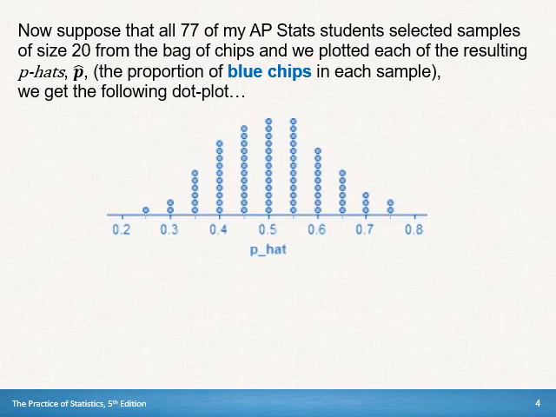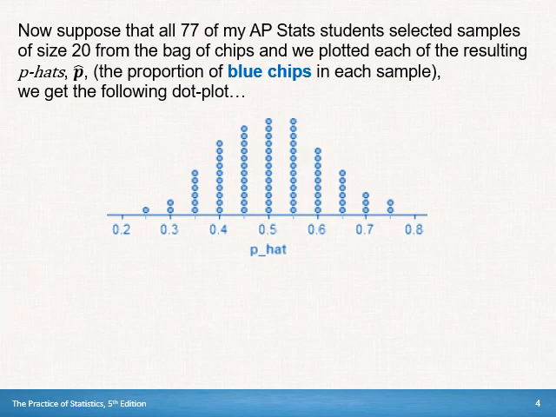And so I plot all 77 of those in a dot plot, and you can see here we have what looks to be a fairly symmetrical, maybe not perfectly normal, but certainly bell-shaped distribution. Each one of those 77 dots represents one of my students' p hats, the proportion of blue chips in their sample. So you can see that one student got as low as 25%, a couple students got as high as 75% blue, and most of the students are in the middle with something around 0.5.